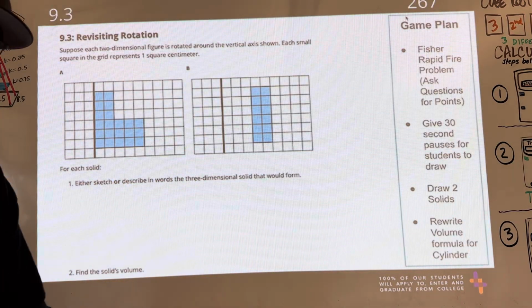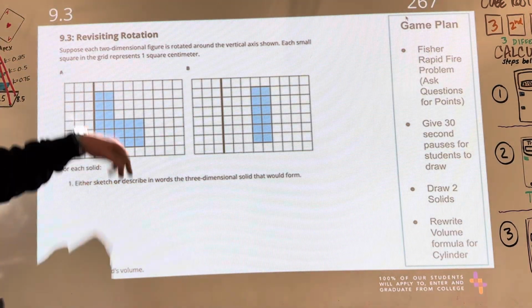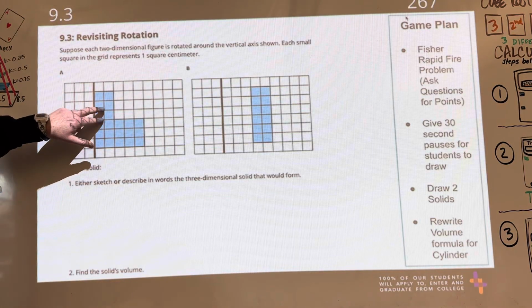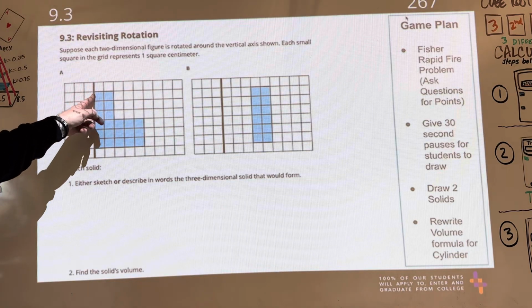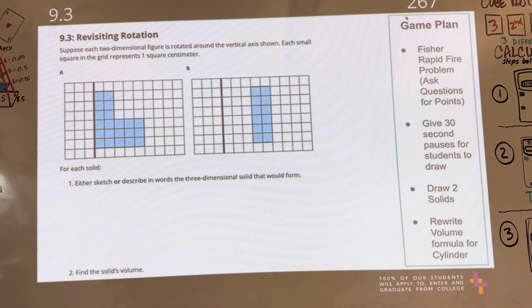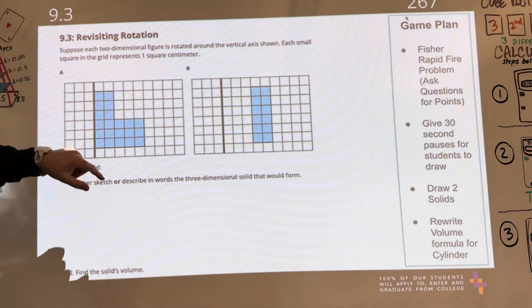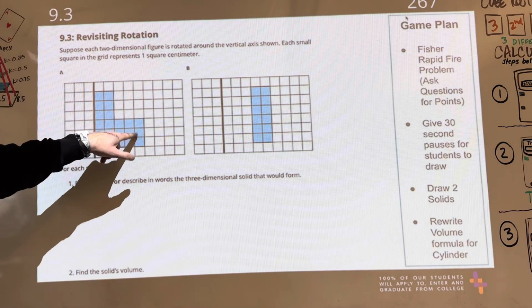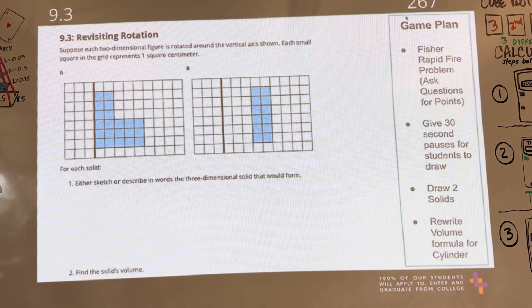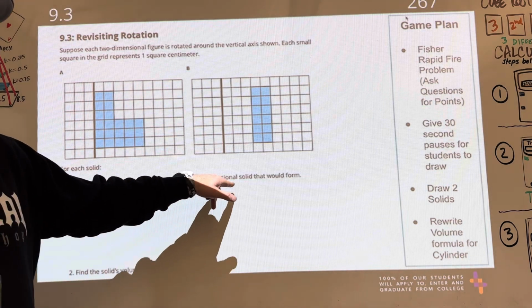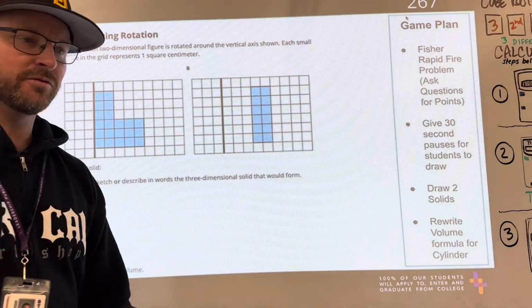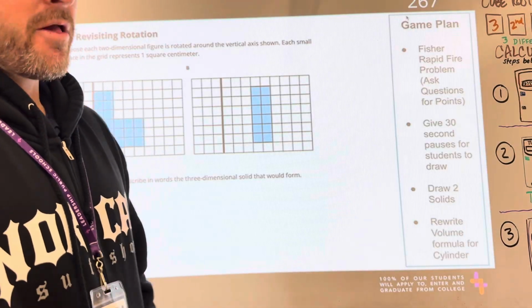Okay, revisiting rotation. Suppose each 2-dimensional figure is rotated around the vertical axis shown. Each small square in the grid represents 1 square centimeter. So for each solid, sketch or describe in words the 3D solid that would form.